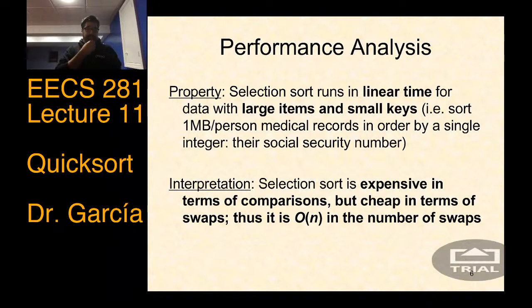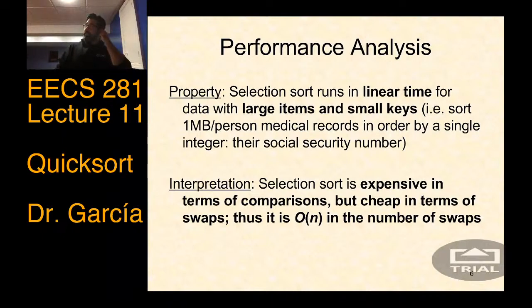An example of that is if you needed to sort 1 megabyte medical records by a single integer, which is the social security number. The interpretation is that selection sort is expensive in terms of comparisons, but cheap in terms of swaps. It is on the order of linear in the number of swaps you would need to make, so much better than, say, bubble sort. So that's a summary of the optimizations we looked at for each of these elementary sorts that we have discussed so far: bubble sort, selection sort, and insertion sort.